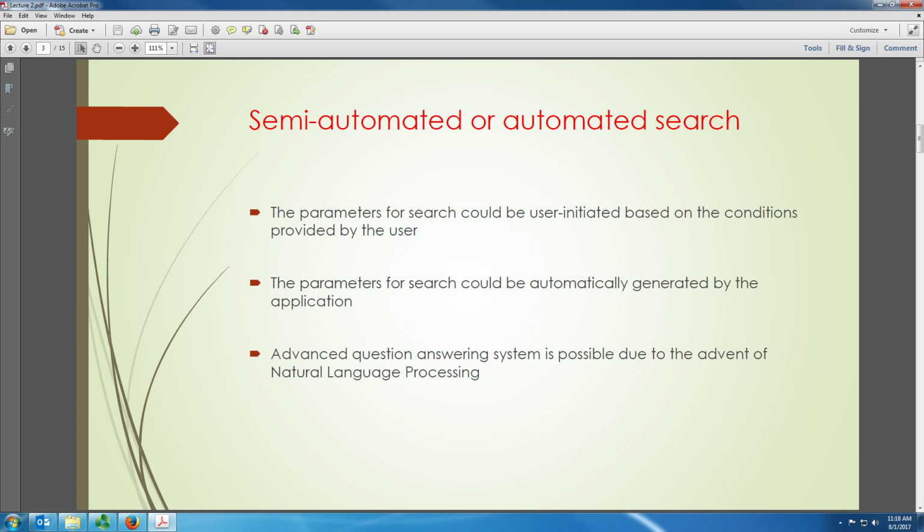Advanced question answering systems are possible due to the advent of natural language processing. We developed a system that automatically makes phone calls, asks patients certain questions, and then patients answer those questions using some keys on their phone and things like that. That's an example of automated search. Everything is automatic. So a program can do an automated search, and a human-initiated search is a semi-automated search.